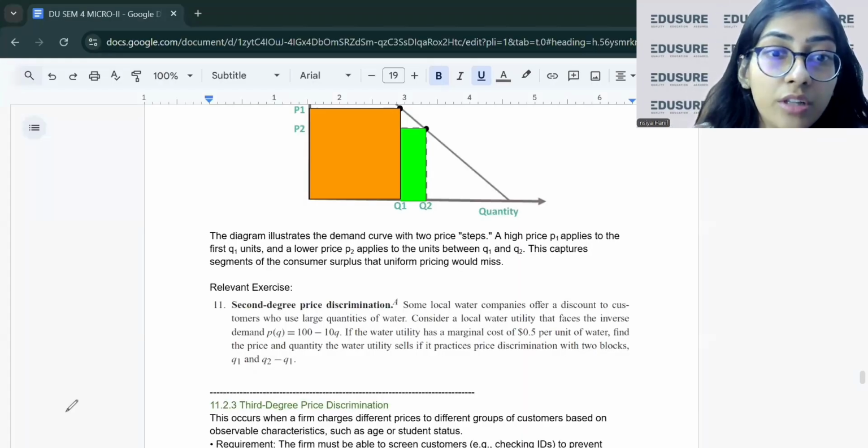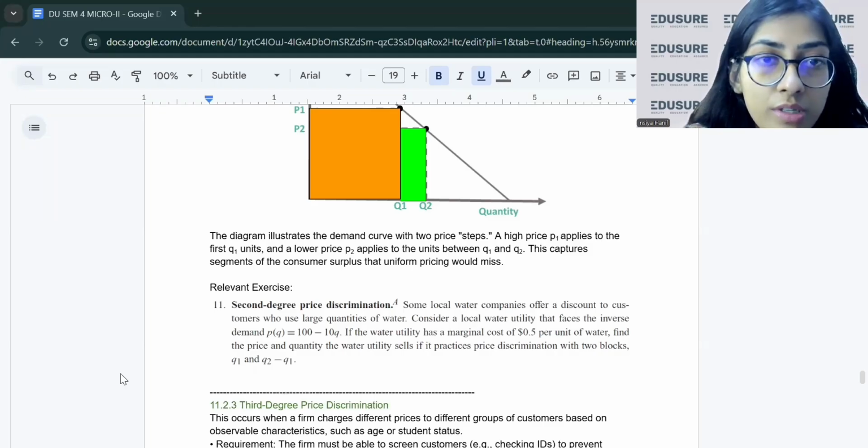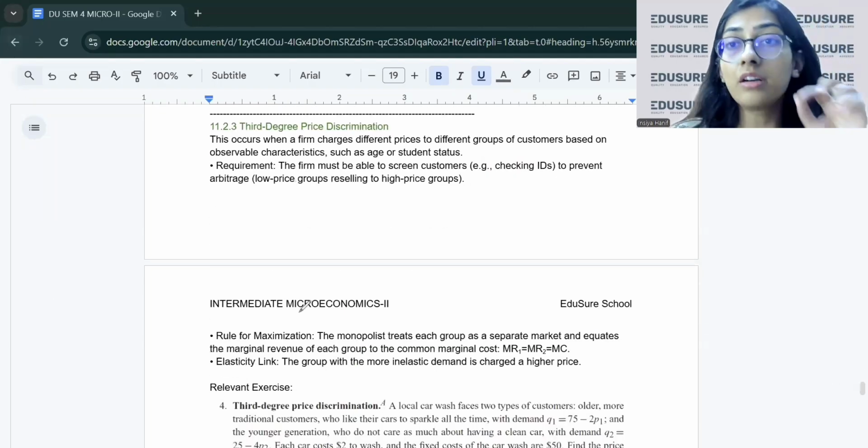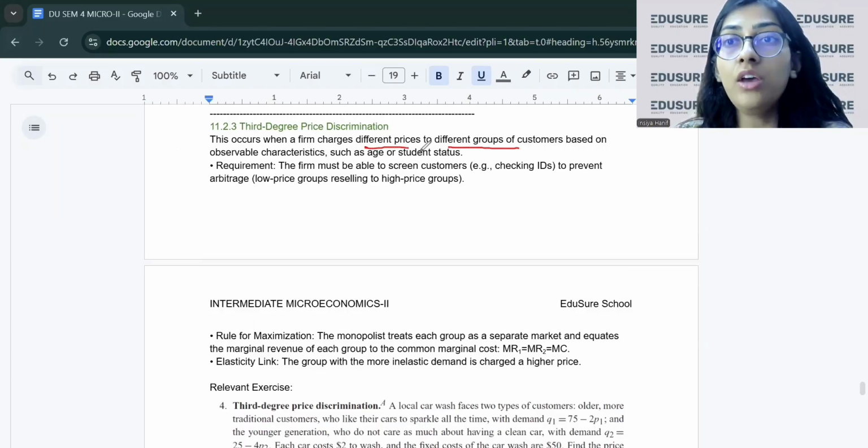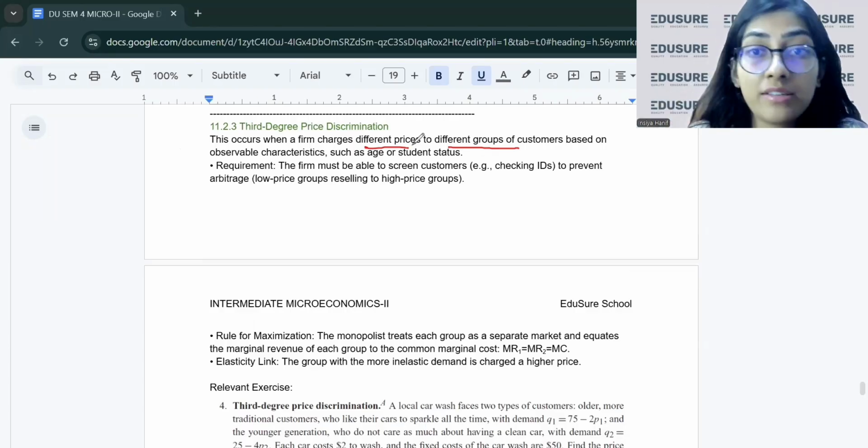Now we talk about third degree price discrimination. तो इसे लाते हैं. Okay, so now this occurs when a firm charges different prices to different groups of customers based on observable characteristics such as age or student status. Okay, for example, in two different markets also, the monopolist can charge different prices, right?